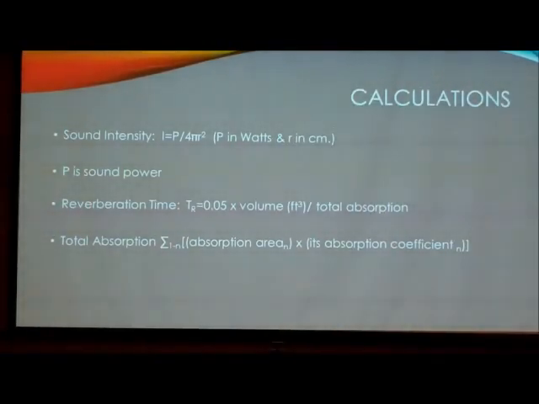Okay, so calculations. So sound intensity. It's going to be your power over 4 pi radius squared. So if you were given an example, you're going to know what power is being put out. You go back to the previous charts that you got, your NRC value and your STC value, and then we're going to calculate, or you would calculate reverberation time, which is just 105 times your volume over the total absorption, and then your total absorption is going to come from the summation of your area times your coefficient.